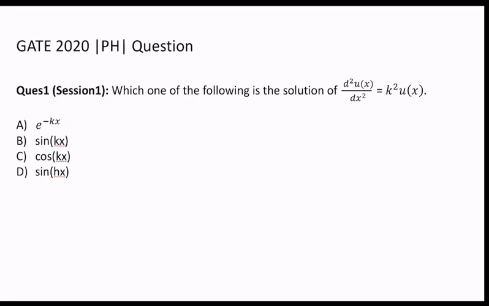So before solving the question, I would like to give a brief introduction. What is a differential equation? Any equation which consists of a function and its derivatives is called a differential equation. So here the function is u of x and d square by dx square is its derivative. So this is a differential equation, and this is basically a second order differential equation.